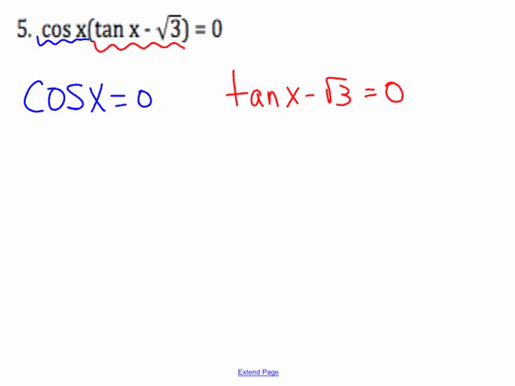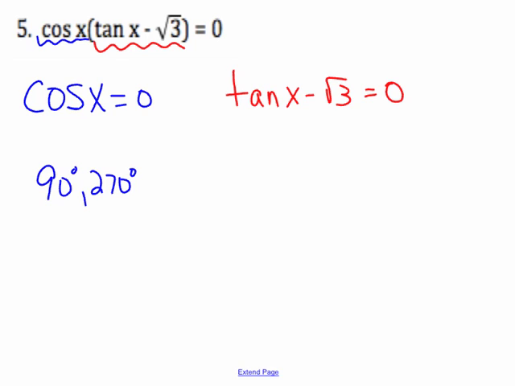So you go to your unit circle and you find everywhere between 0 and 360 that the x value is 0. And those places are 90 degrees and 270 degrees. So you have two answers already.